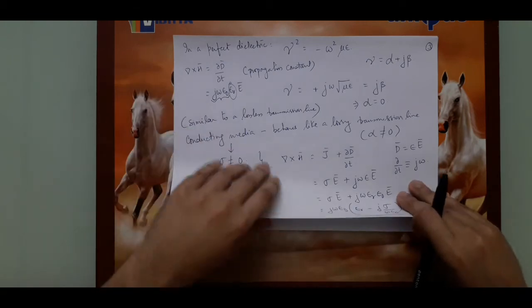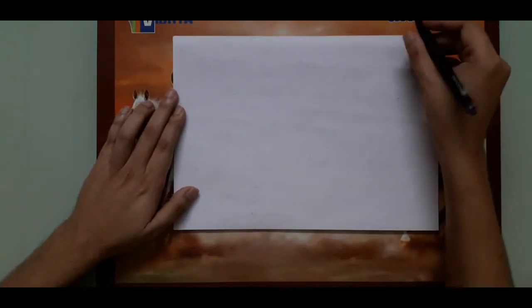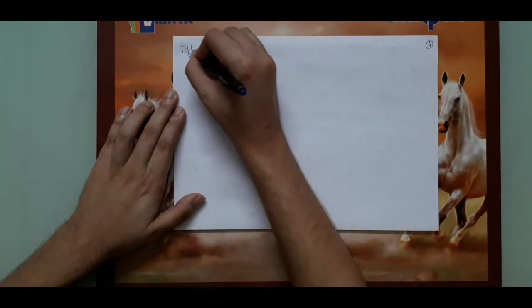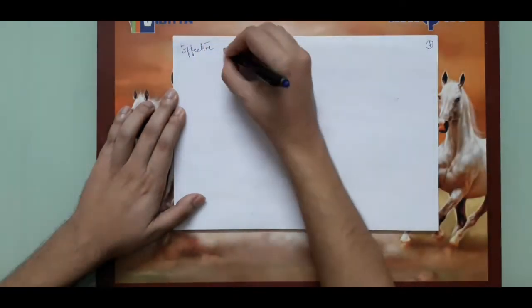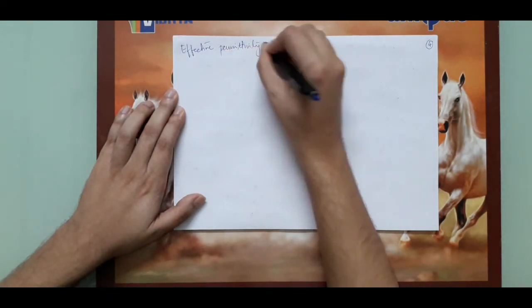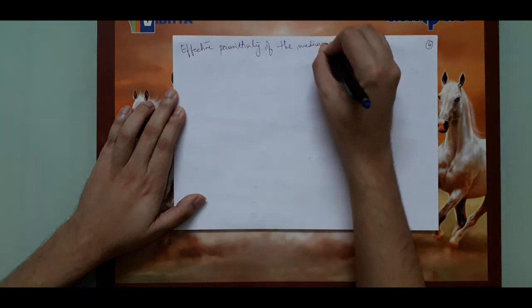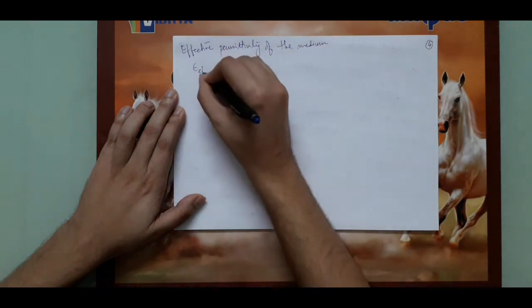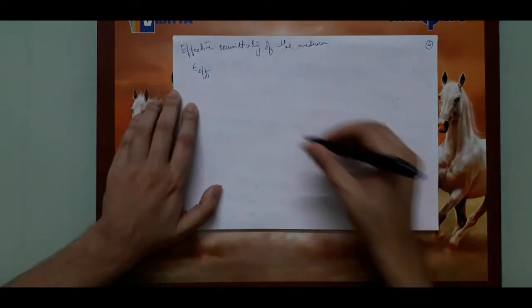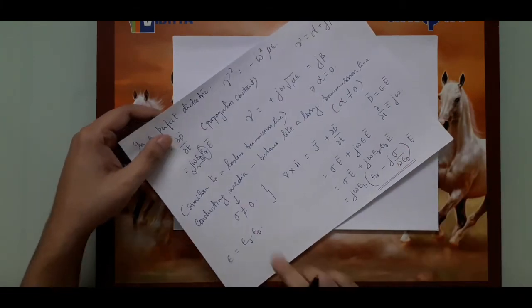So what we can say is that in such a case, the effective permittivity of the medium, or epsilon effective, that is nothing but what? Epsilon r minus j sigma divided by omega epsilon 0.